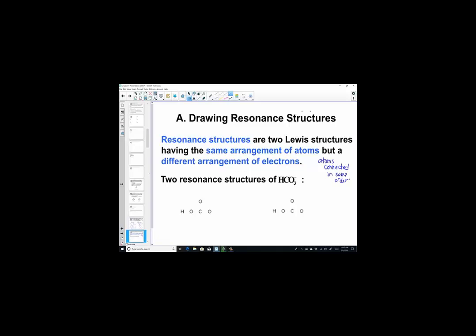But the different arrangement of electrons, so the bonds between atoms may be different. Let me give you an example of one. Here is a polyatomic ion called the bicarbonate ion, hydrogen carbonate or bicarbonate. Now remember, because it's an ion, we may see that some of these bond rules are not being followed, and that's why it's carrying a charge.